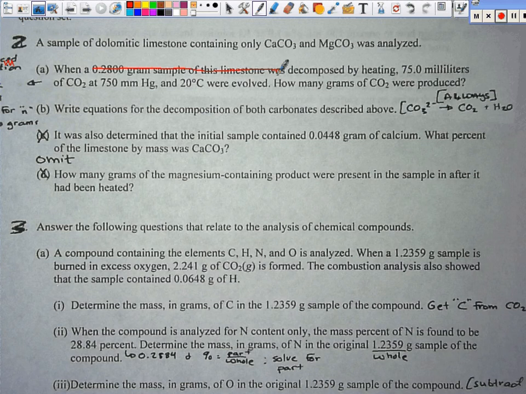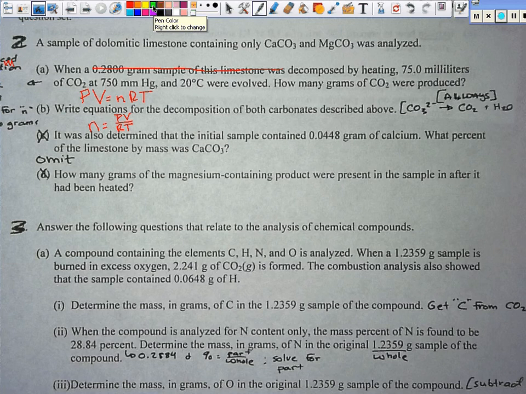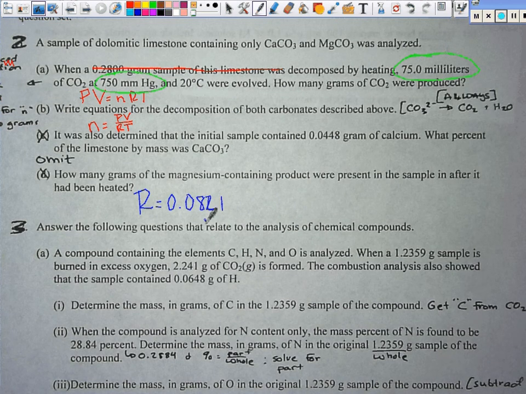Now let me ask you this. If we have PIVNERT and it asks for grams, what are you going to be solving for? N. What is N again? N is moles. So it's PV over RT, right? Here's the thing you have to realize. First of all, what do you have to do to milliliters? Change it to liters, and this is the one some of you would not have gotten. Let me talk about this first. What is the value for R? 0.0821, in the unit, very good: liters times atmospheres over moles times Kelvin.